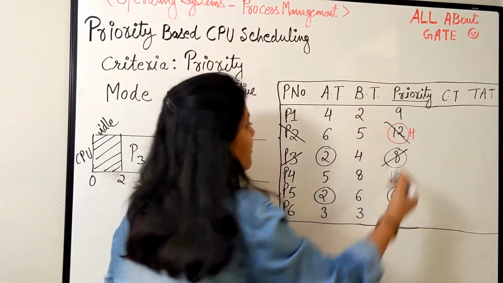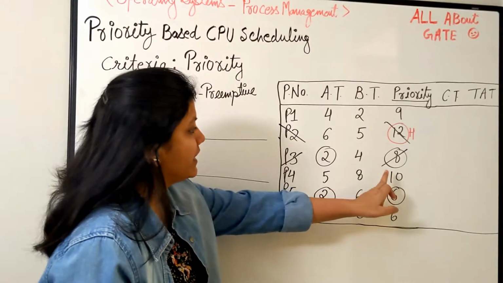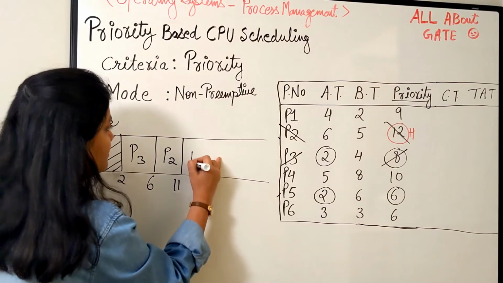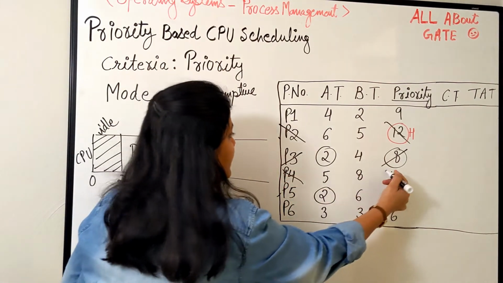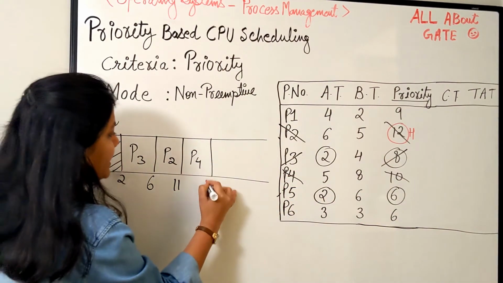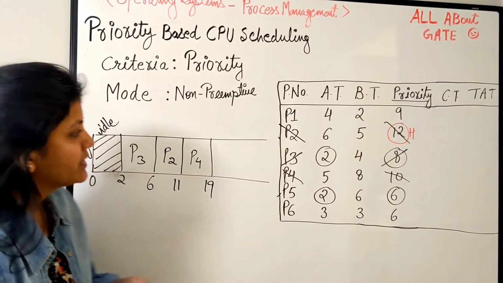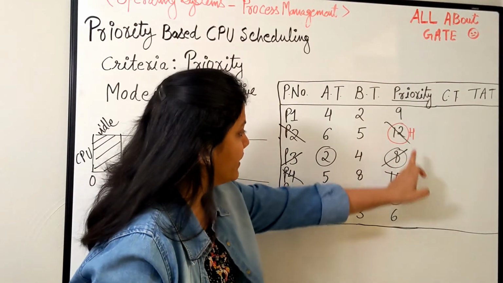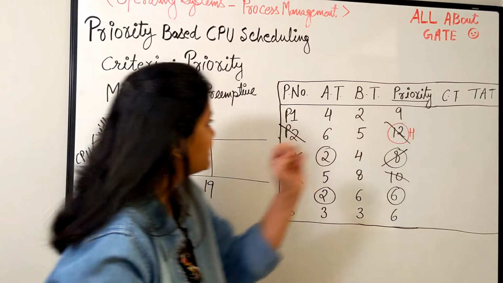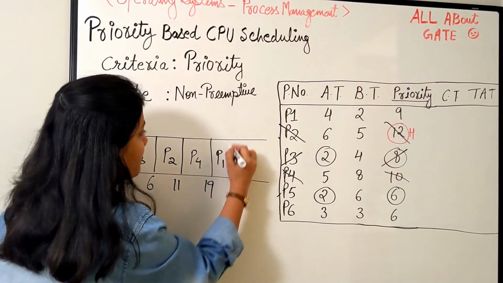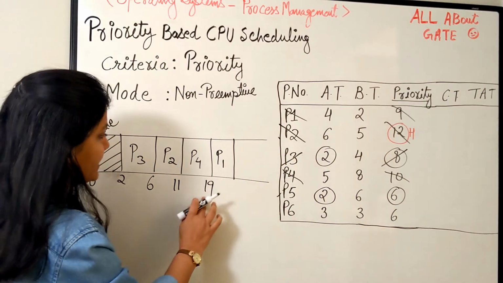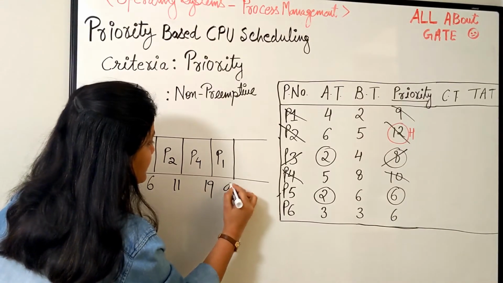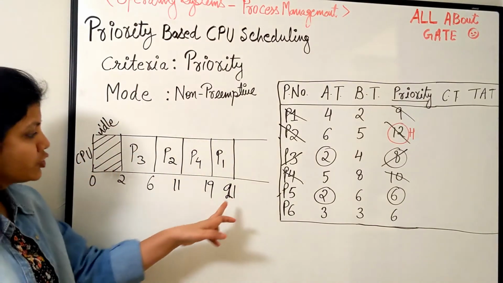Done. What is the next higher number? The next higher number is 10. So let's take that, P4. What is its requirement? 8. So 11 plus 8 becomes 19. What is the next higher number? So we have 12 done, 10 done, 8 done. The next higher number is 9. So let's take P1. Done. With the burst time of 2, so 19 plus 2 is 21, right? So P1 is also done.